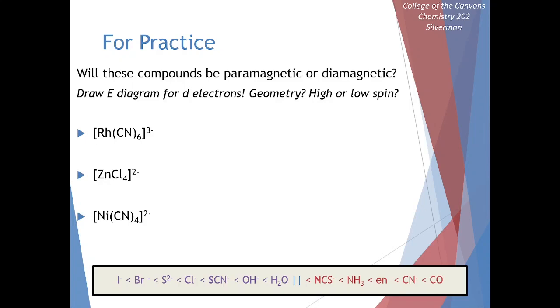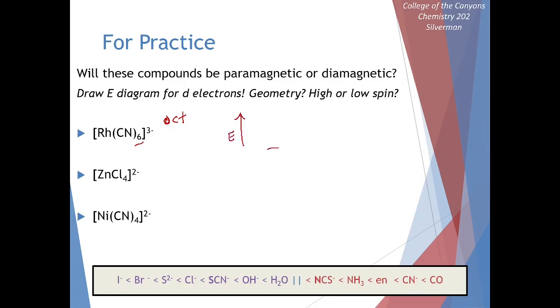We have RhCN6 3-. We have rhodium with 6 cyano ligands. We will call this hexacyanorhodate(III). Well, okay, there's the name. Now let's figure out what we have going on. The geometry here will be octahedral. We have 6 ligands. We have to have this octahedral geometry.